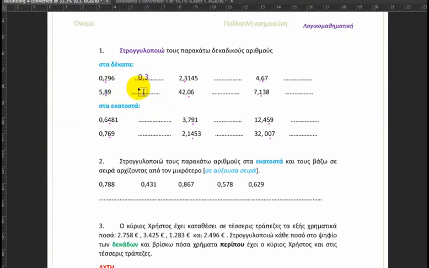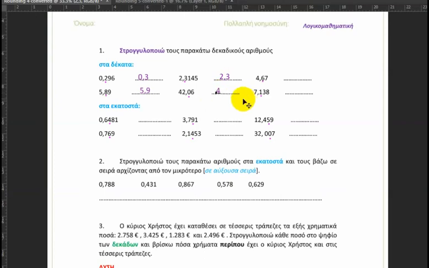Here we have 5.89. 8 becomes 9. So we have 5.9. 2.3145. So the 3 has a 1 next to it, which is a small number. So it remains 3, and everything else gets turned to 0. So we don't even write it.